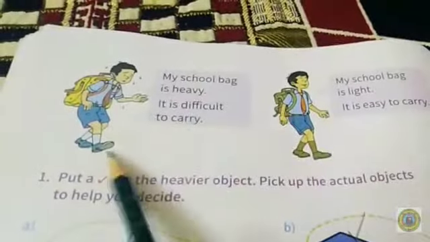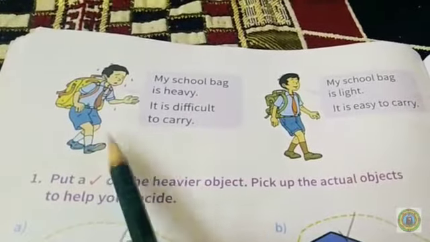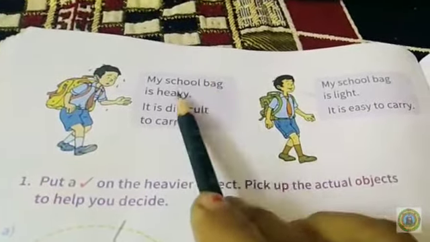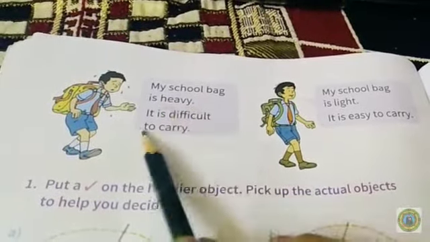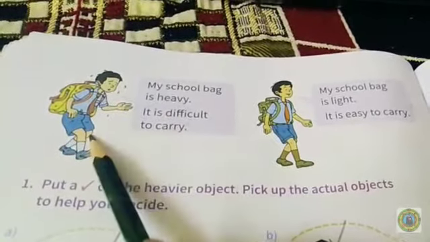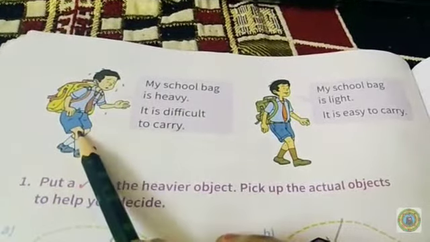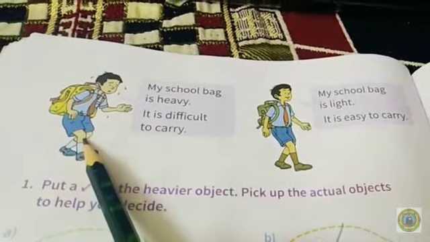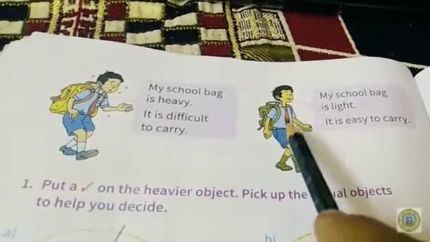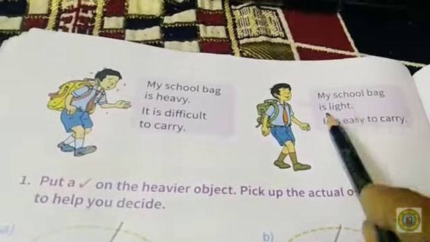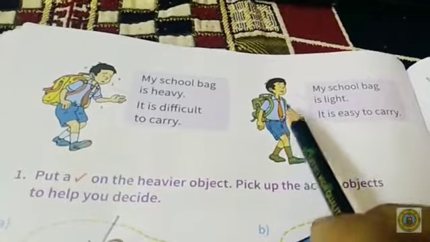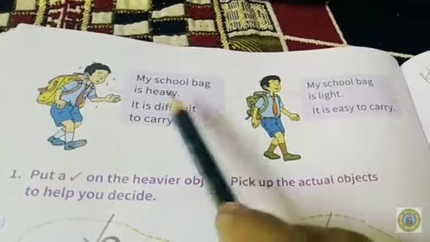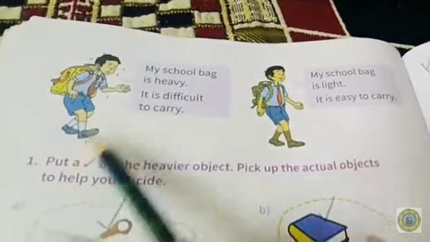Okay. Now let us learn weight. Here we have two boys. First boy, he is carrying a heavy bag. My school bag is heavy. It is difficult to carry. This boy's bag is heavy. It is very difficult to carry. And this boy's bag is light. My school bag is light. It is easy to carry. Okay, this is light. That's why it is easy to carry. And it is heavy. That's why it is difficult to carry.